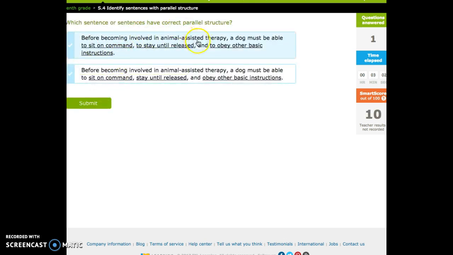Before becoming involved in animal-assisted therapy, a dog must be able to sit on command, must be able to stay until released, must be able to obey other basic instructions. All of these start with the to and then a verb. It's the infinitive verb. Before becoming involved in animal-assisted therapy, a dog must be able to sit on command, to stay until released, and to obey other basic instructions. Verb, verb, verb. Plus it sounds right.